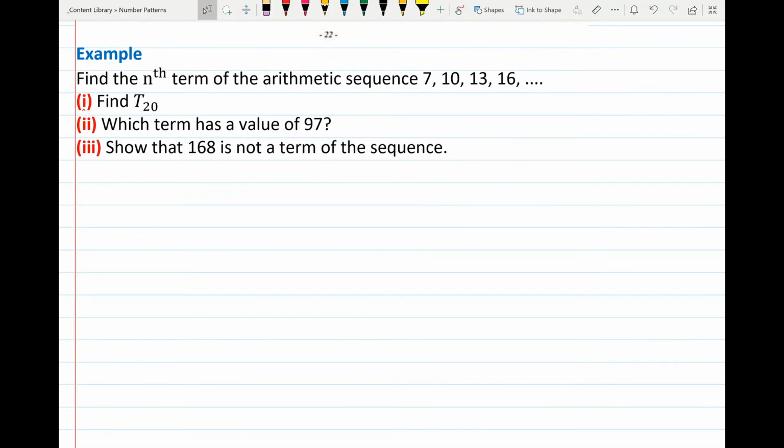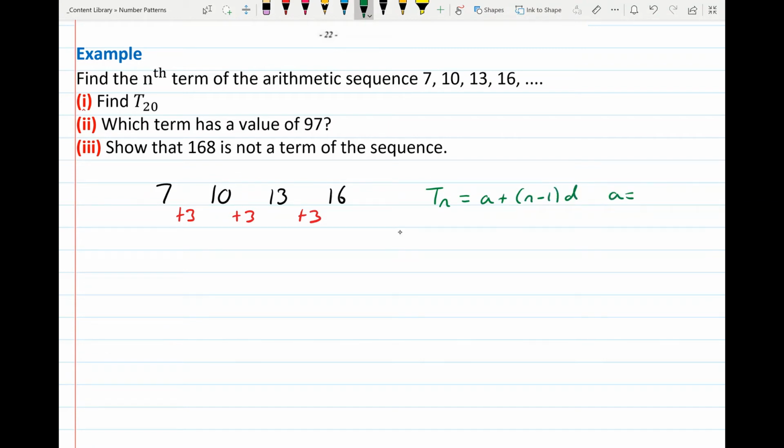Find the nth term of the arithmetic sequence 7, 10, 13, 16. For any of these questions, the first step is to find your first difference. 7 plus 3 is 10, plus 3 is 13, plus 3 is 16. So my first difference is going to be 3. Write out your formula and the information you know.